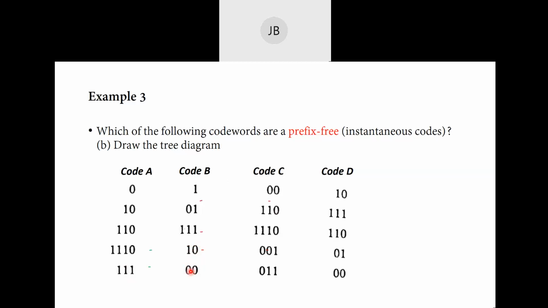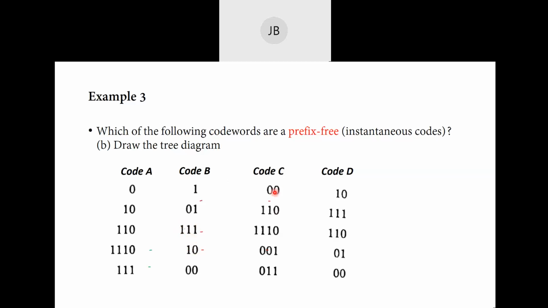So 0 0 is not here, anywhere here. Because of this 1 and 1 0 here, again there is a confusion. There is a 1 here and 1 1 here. So whether this one corresponds to this. So basically the entire code word is present here as well as here, right? So there is a confusion whether this is something unique or it's a combination of this and something else. So again, B is not prefix free.